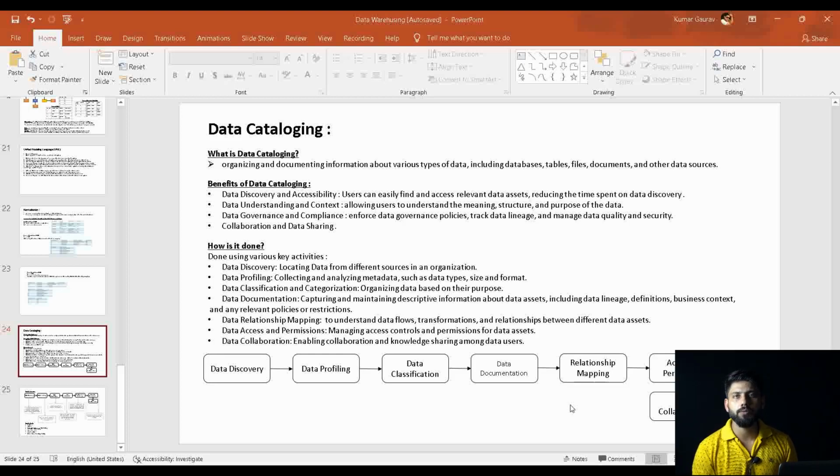Today I am here with a new video on the data warehousing part, that is data cataloging. We'll be watching all the details related to data cataloging, why it is even getting used, what its features are, and what its benefits are. All these things we'll be watching in detail in this particular video. So let's get started with the video.